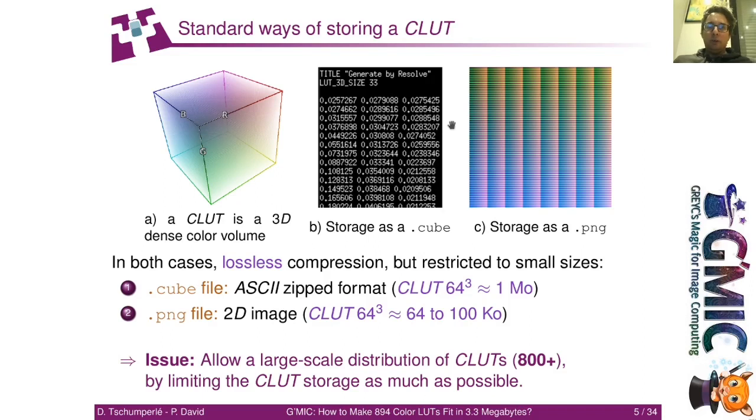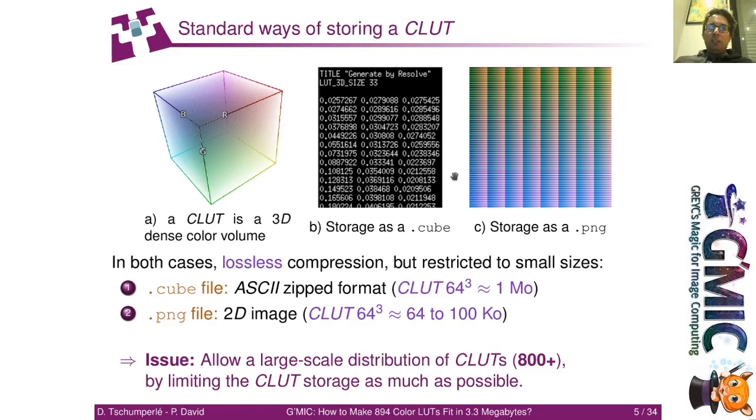It's not stored in a compressed way, so cube files are rather not optimal for storing large CLUTs. As a result, those files are limited to low CLUT resolutions, usually 17 or 33, and they are often packed together in compressed zip archives.